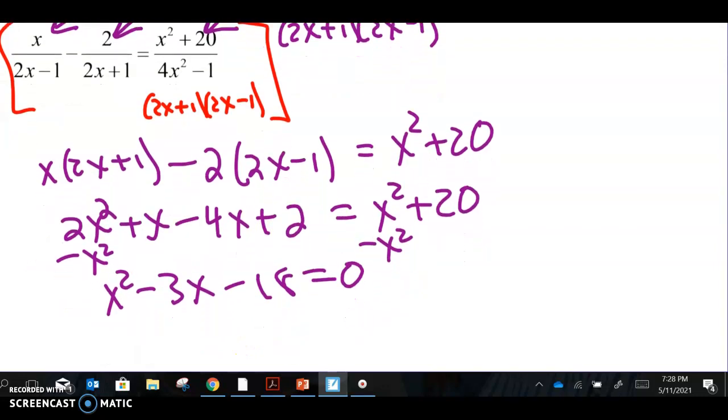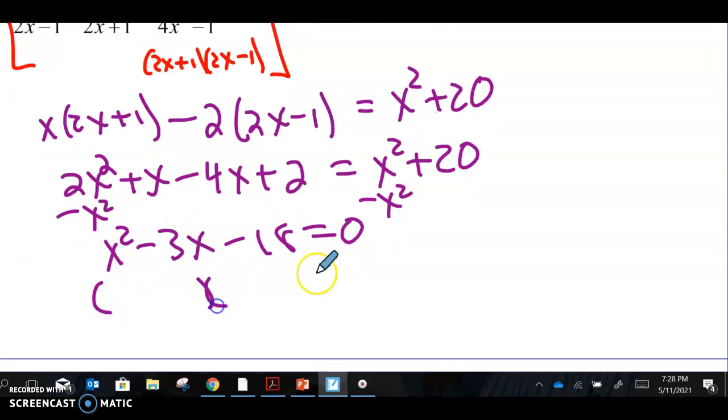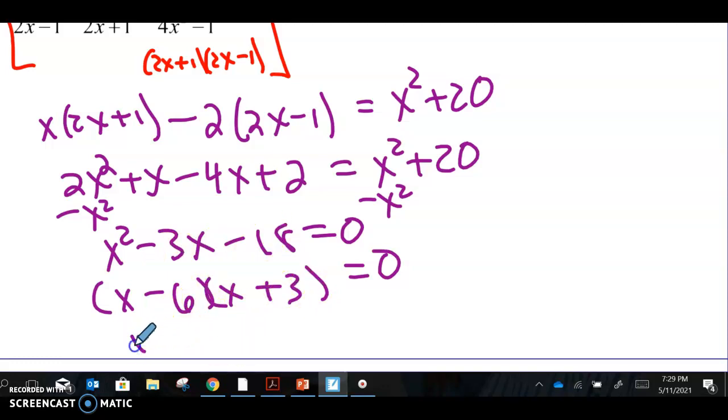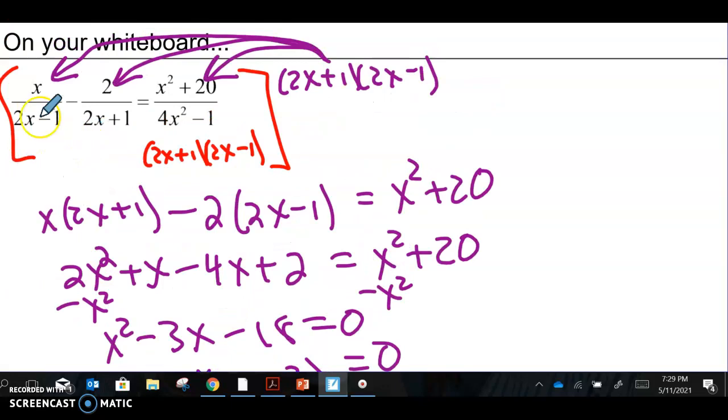I have another 18, but this time I'm not going to do 9 times 2. That's not going to give me 3, but 6. -6 plus 3 gives me -3, and -6 times 3 gives me -18. So x is either equal to 6 or -3. Okay, and they're fine in the denominator. 6 doesn't give me 0 in the bottom, and neither does -3.